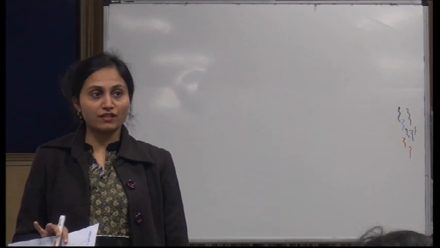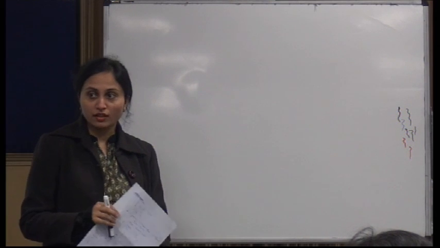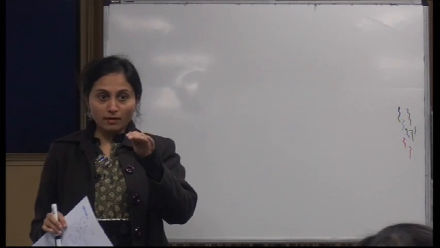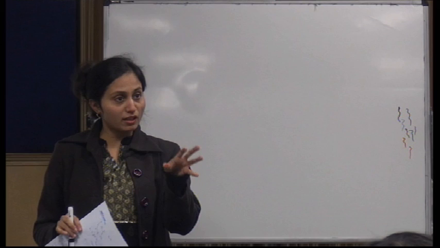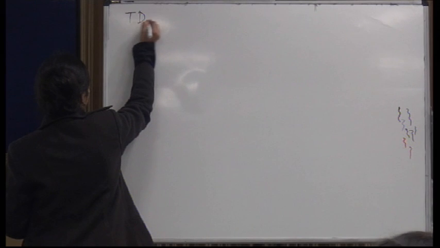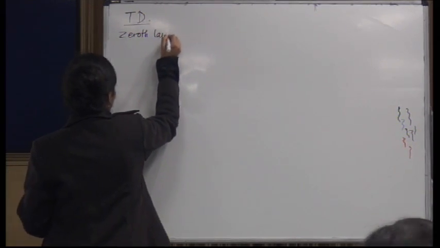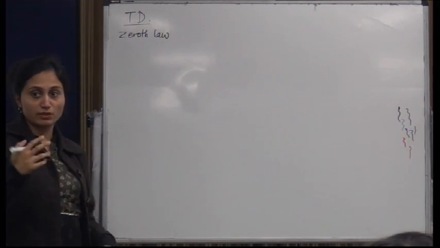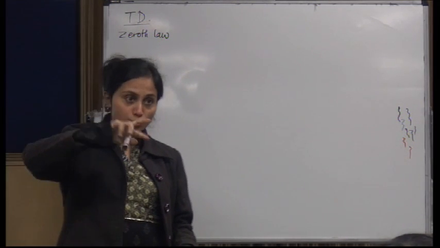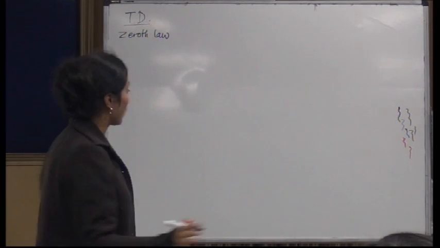Thermodynamics. We've done the zeroth law of thermodynamics. You all remember the zeroth law? What is it? It talks about systems attaining some kind of thermal equilibrium. When we talk about the zeroth law, we say that when two systems are in thermal equilibrium with a third system, then those two systems are in thermal equilibrium with each other. This is our zeroth law of thermodynamics.